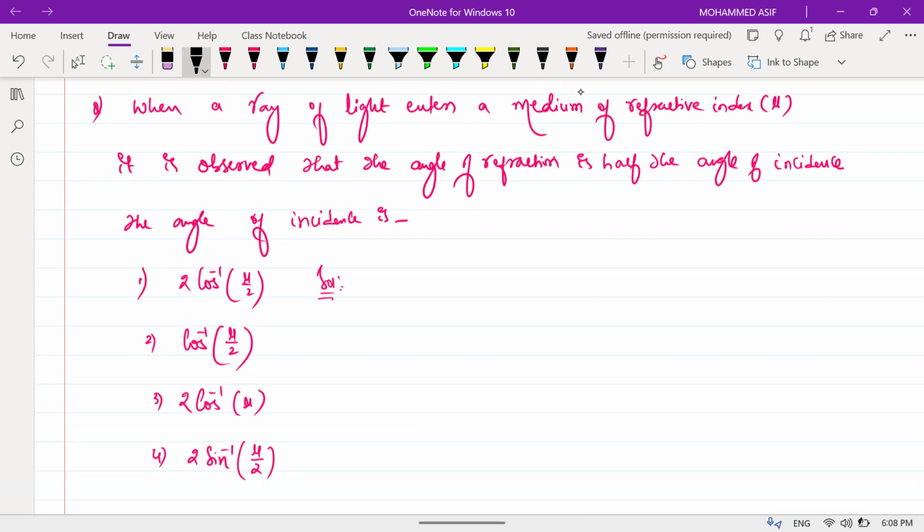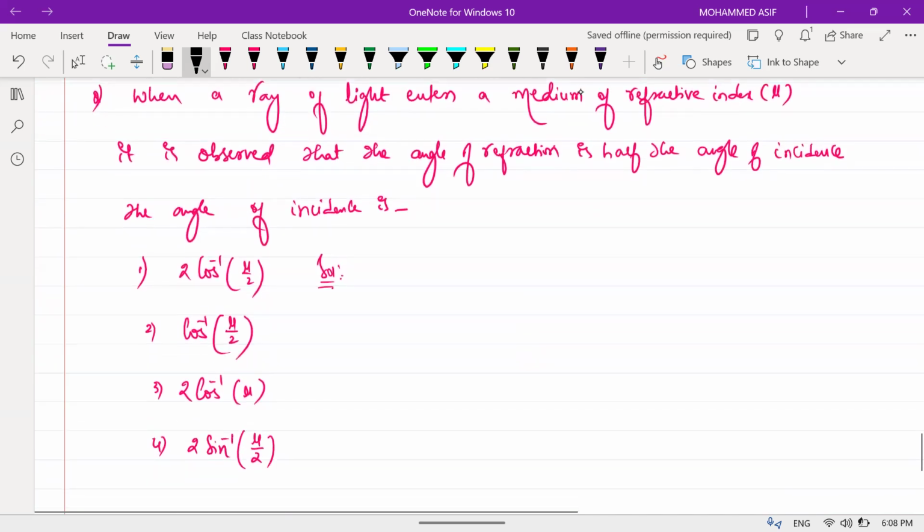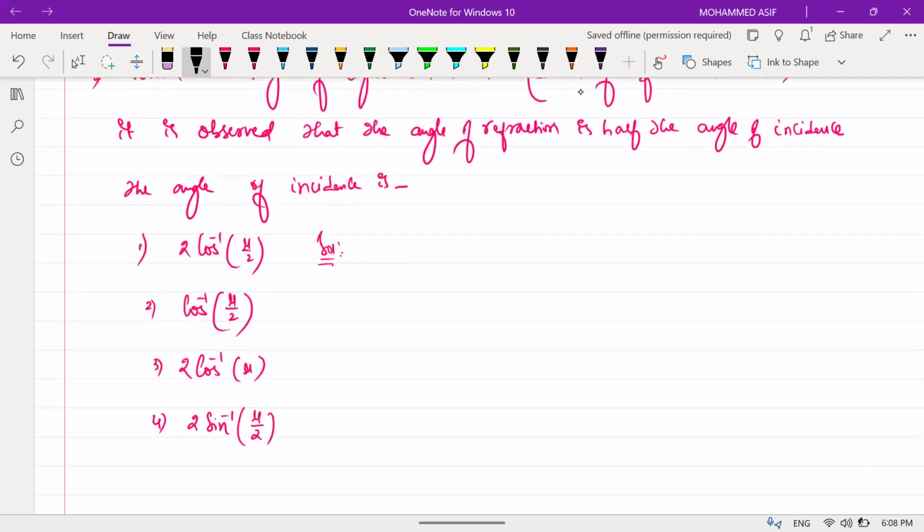So, when a ray of light enters a medium of refractive index mu, it is observed that the angle of refraction R is half the angle of incidence. That means the angle of incidence will be equal to 2R. Then he is asking for the value of I. Apply Snell's law: mu1 sine I is equal to mu2 sine R. From air, 1 into sine I, which is sine 2R, is equal to mu sine R.